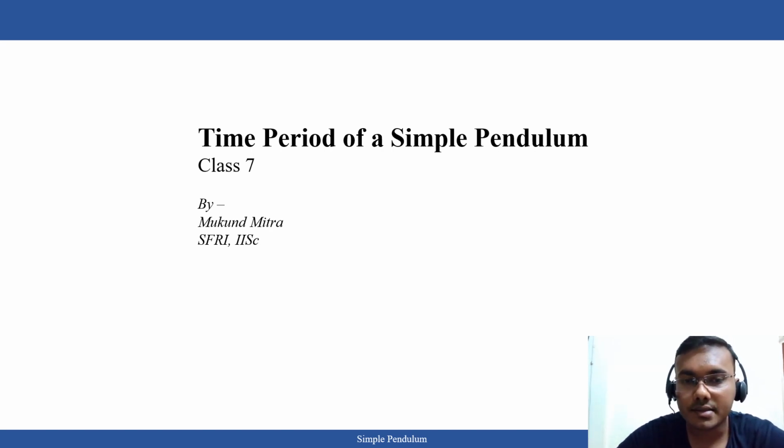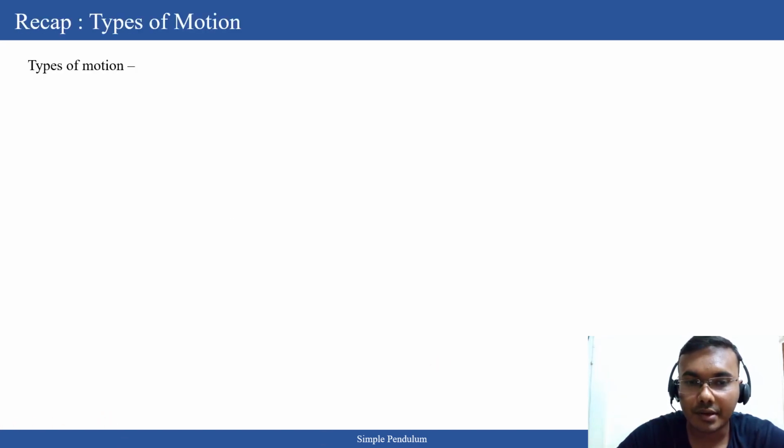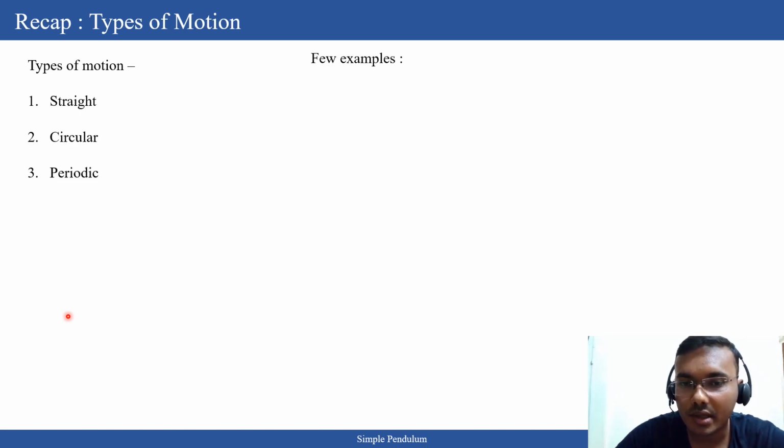So today's topic is time period of a simple pendulum. From class 6, we recall that there are three types of motion: motion along a straight path, circular motion, and periodic motion. So here are a few examples.